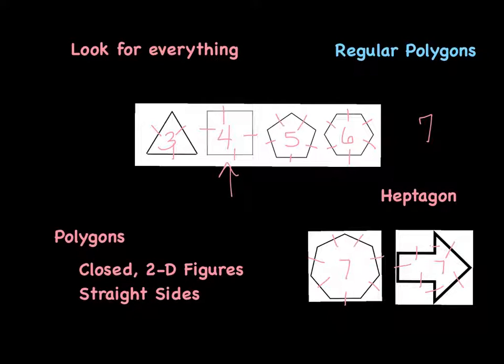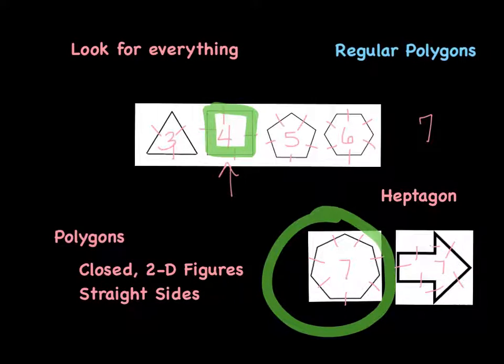Because regular polygons means that all sides have the same length, then if I were to look at these two figures, only one of them has 7 sides, but all sides are the same length. So the answer to this one would be the regular heptagon.